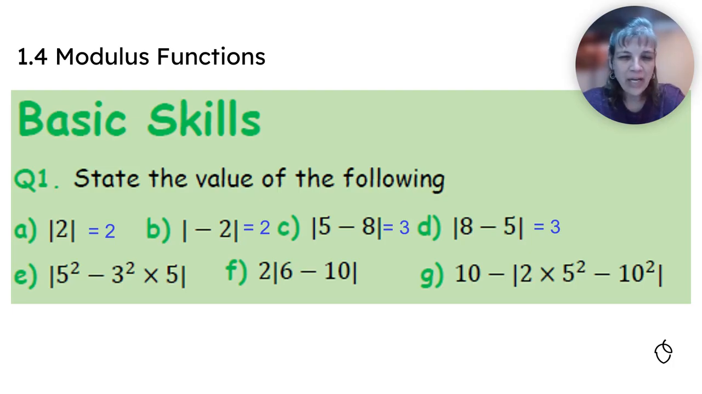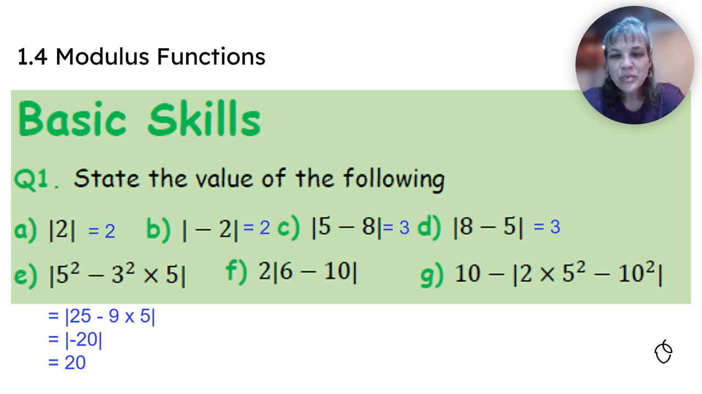E, F, and G involve a little bit more calculation, but the important thing to realize is that first you do the calculations inside, and the negative and positive matter inside, but once you come up with the answer, then you just take the positive. For E, if you have 5 squared, you have 25 minus 9 times 5. So 25 minus 45 gives me minus 20, but the final answer would just be 20.